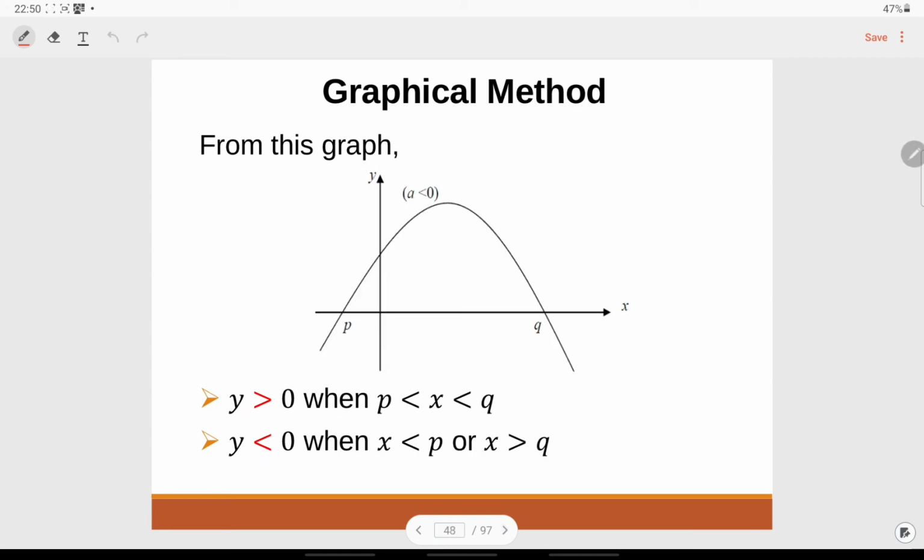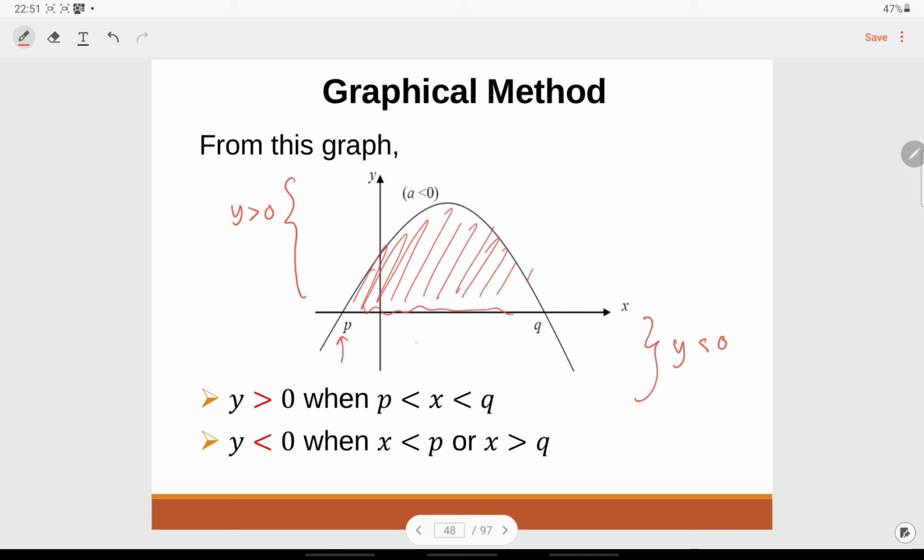Now how about if a is less than 0? We have this sad form graph. Again, this is the area when y is greater than 0, and this is the area when y is less than 0. So when y is greater than 0, where is the area covered by the graph? This area. So the value of x is between p and q. So x is greater than p and less than q.